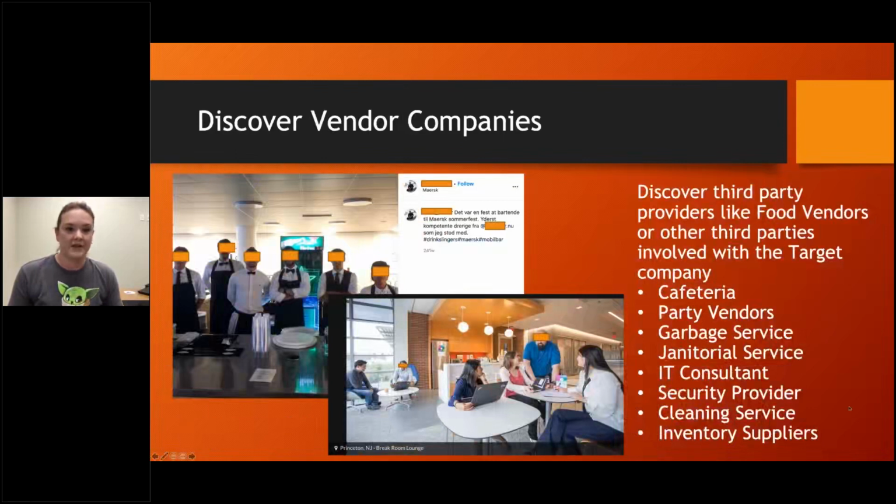Now you can look at other avenues to inform your pretext or determine who you're going to be. Check to see if they have a cafeteria. Could you be somebody from the cafeteria vendor? Check if they have party vendors. Are you a vendor from a recent party following up for a review? Do you know what their garbage service is? Maybe you need to call and update their payment information. Janitorial services. Maybe you need to reschedule or get a badge made or various other things.